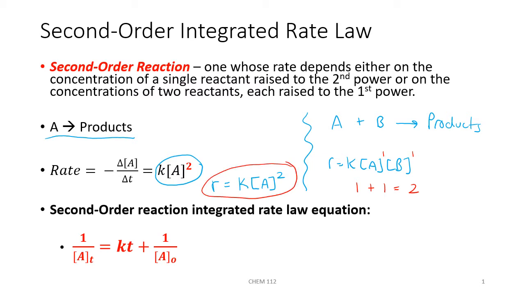The integrated rate law for where we have one reactant with respect to time ends up being 1 over concentration after some time equals K times T plus 1 over the original concentration A sub 0.